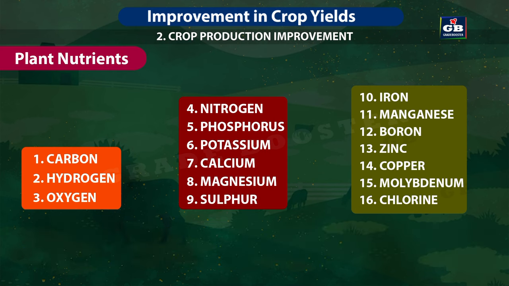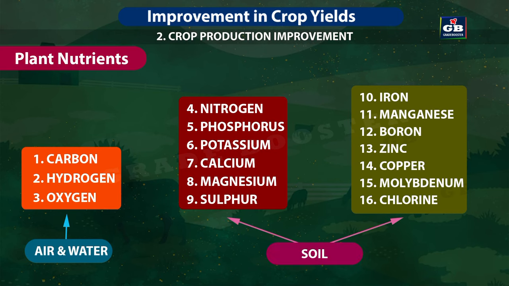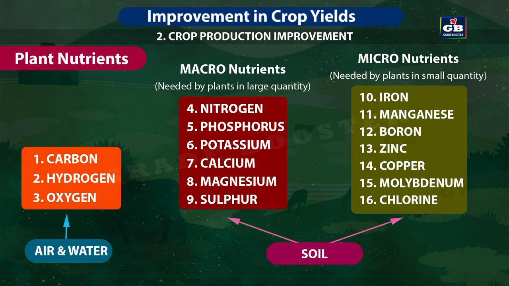Out of these 16, carbon, oxygen, and hydrogen are supplied by the air and water. Plants have to get the remaining 13 nutrients from the soil. Among these 13, these 6 are macronutrients. That means they are needed in large quantity by the plants. And these 7 are micronutrients. That means they are required by the plants in small quantity.